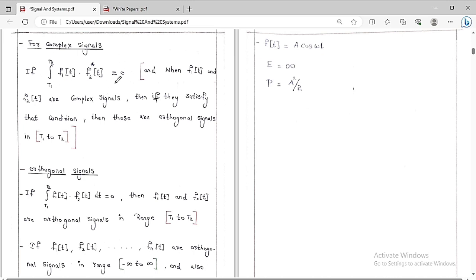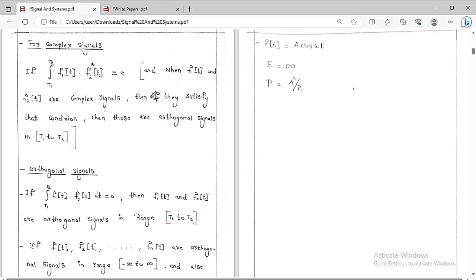And if they satisfy this condition, which is integration from T1 to T2, f1 of t into f2 of t conjugate, if its value is equal to 0, then we can say these two complex signals are orthogonal in the range from T1 to T2. So this is the definition for complex signals.